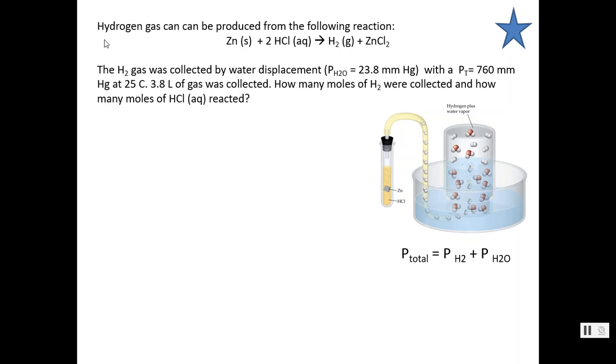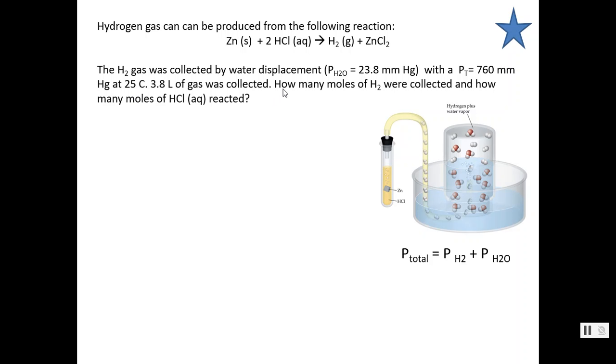So let's say we have some zinc solid. We've dissolved it in hydrochloric acid, and we've produced hydrogen gas. And we've collected that gas by water displacement. And so I give you the pressure due to water vapor in millimeters of mercury, and I also give you a total pressure at a particular temperature, 25 Celsius. We collect 3.8 liters of hydrogen gas.